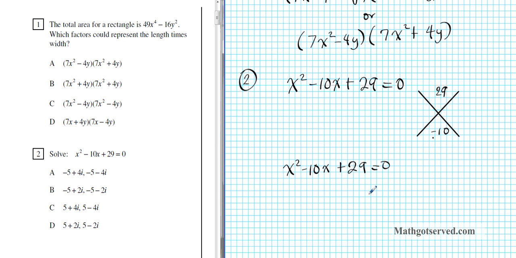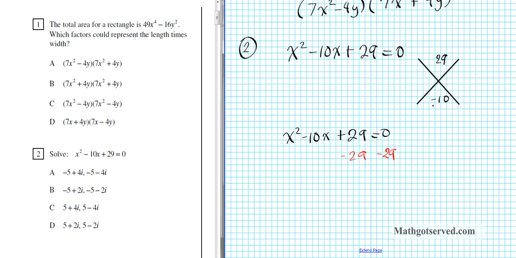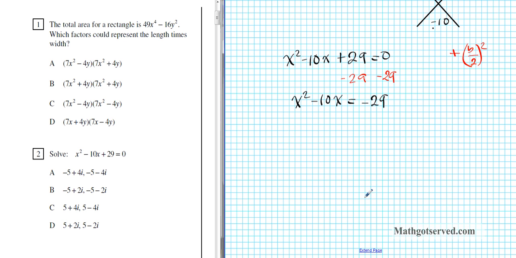So first thing I'll do is create an incomplete square by subtracting 29 from both sides. So we have an incomplete square on the left, so this becomes x squared minus 10x equals negative 29. And to complete the square, remember what you do is you add b over 2 squared. That completes the square. Okay? Alright, so let's go ahead and do that here. In this case, b is negative 10. When you divide it by 2, you get negative 5. And then when you square negative 5, you get 25. Alright, so that completes the square.